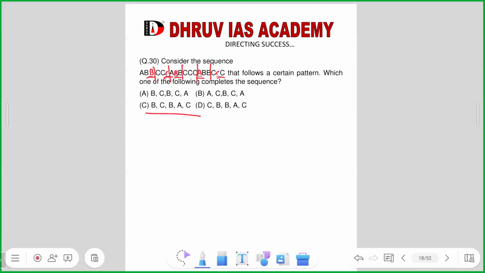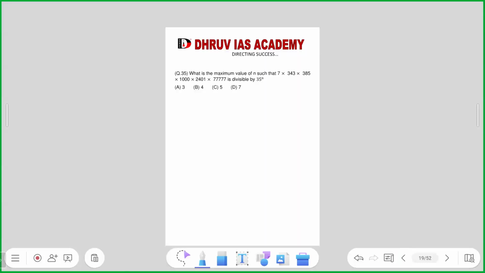Let's put something. Number 9. What is the maximum value of n such that 7 into 343 into 385 into 1000 into 2401 into 7777 is divisible by 35 raised to n? Now see this divisor 35 raised to n. Here the factors of 35 are 5 and 7 only. So now we will try to find out the number of times 5 or 7 appears in this to get the answer. Now if you observe this number, see 7.